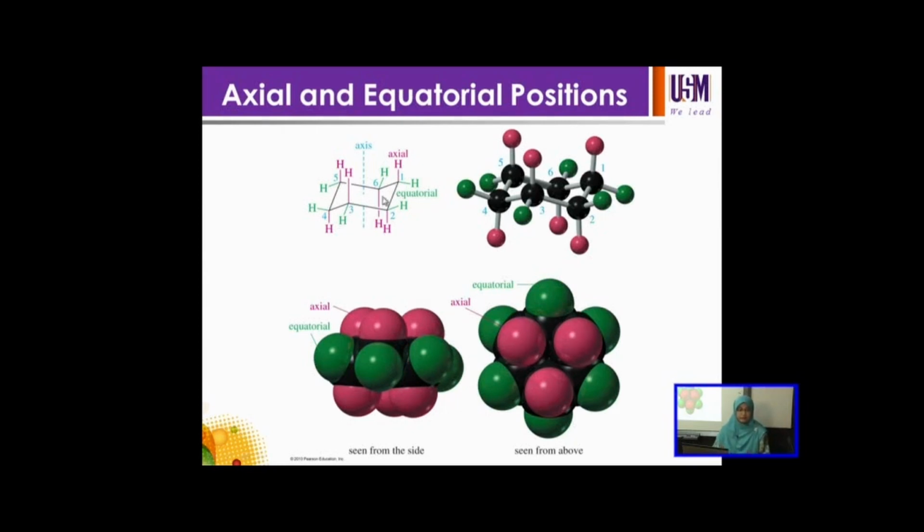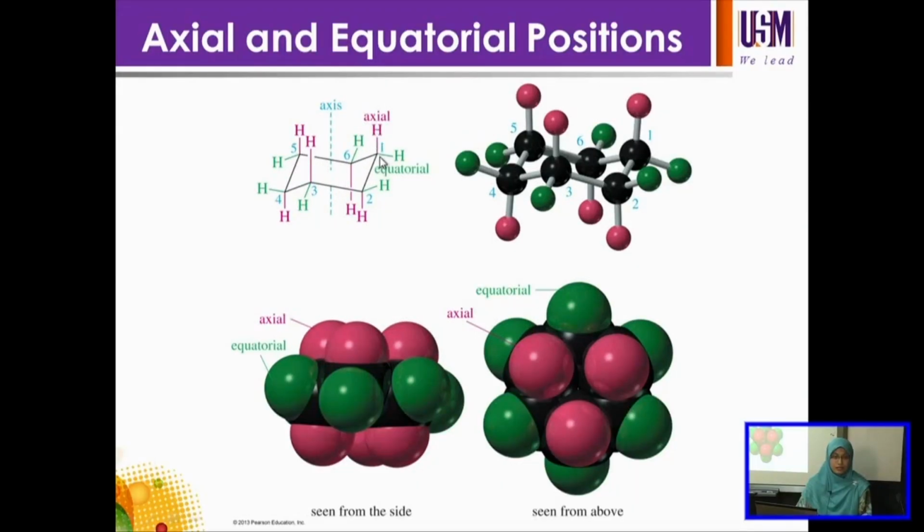As they are numbered 1, 2, 3, 4, 5, 6 here, the odd numbered carbons have axial bonds upwards and equatorial bonds facing downwards. At the even number positions 2, 4 and 6, the carbons have their downward bonds axial and upward bonds equatorial. All the even numbered carbons have the equatorial position upwards and axial position downwards.